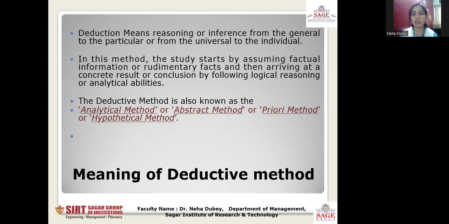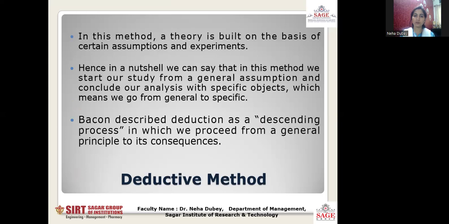In this method, the study starts by assuming factual information or rudimentary facts and then arriving at concrete results or conclusions by following logical reasoning or analytical abilities. The deductive method is also known as the analytical method, abstract method, a priori method, or the hypothetical method. In this method, a theory is built on the basis of certain assumptions or experiments. In a nutshell, we start our study from the general assumptions and conclude our analysis with the specific objects. It means general to specific.